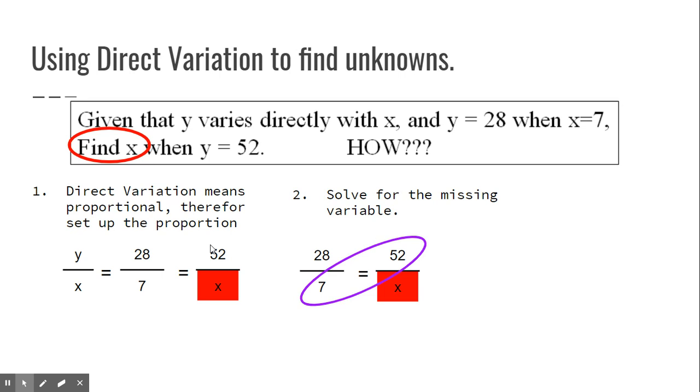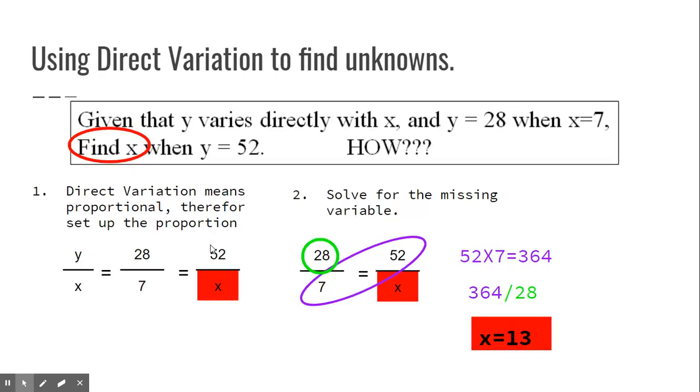First I'm going to get a numerator and a denominator, and I'm going to multiply them. So 52 times 7 equals 364. How did I know to pick 52 times 7? Because if I do 28 times x, there's not going to be a number for it. So we are going to cross multiply and then divide. So 364 divided by 28 is going to give us that value. x equals 13.